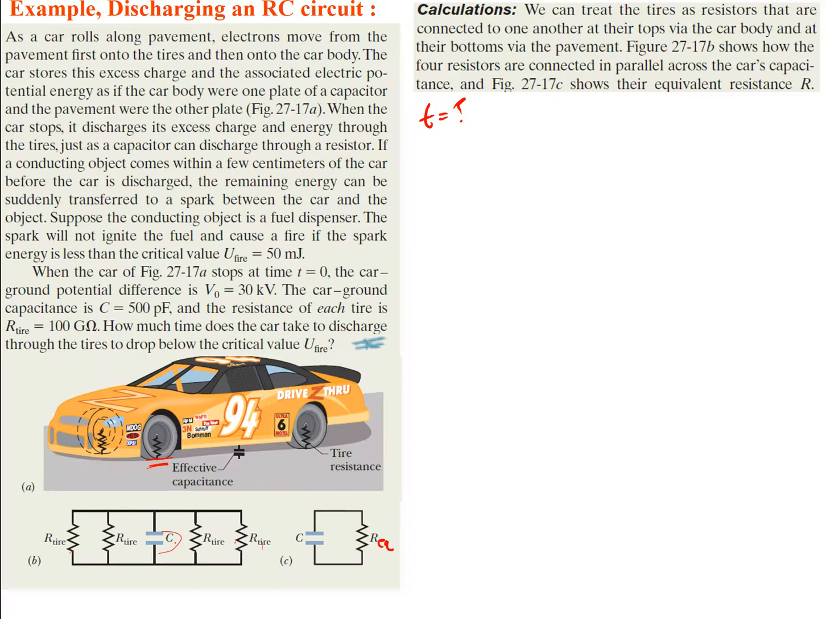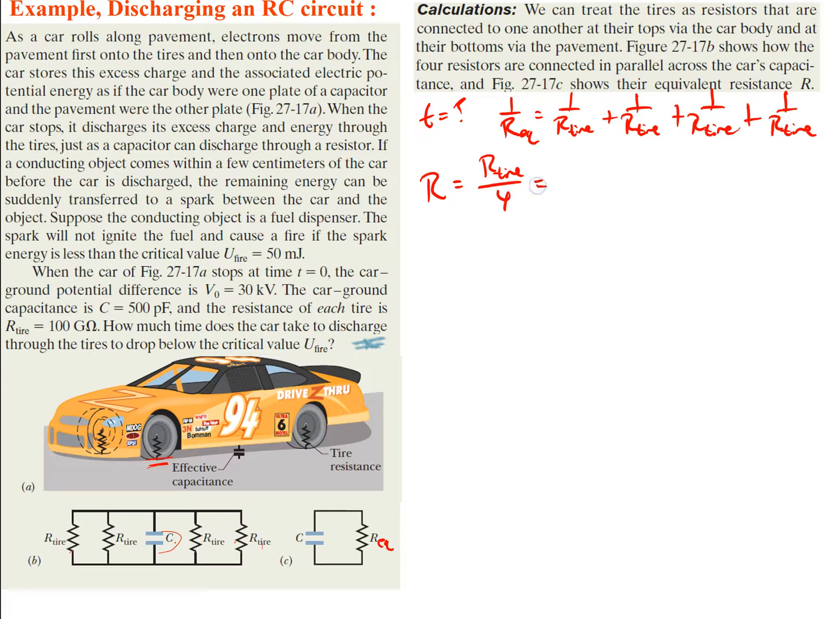So since they're in parallel, we use 1 over R equals 1 over the resistance of the tire, which is going to be our equivalent, plus 1 over the resistance of the tire, plus 1 over the resistance of the tire, plus 1 over the resistance of the tire. Now if we take the reciprocal of this when we put it together, R is equal to the resistance of the tire divided by 4.